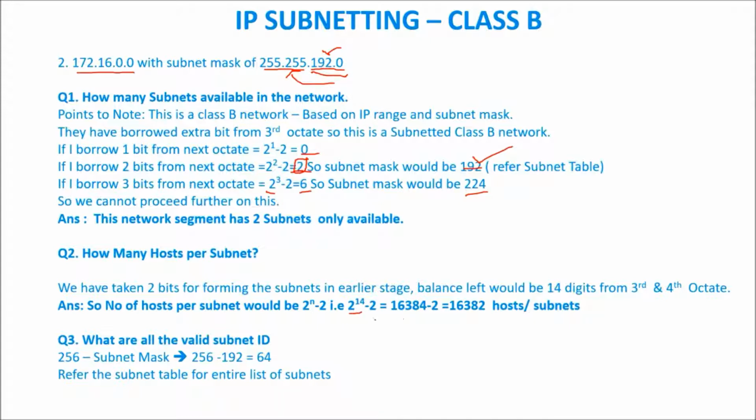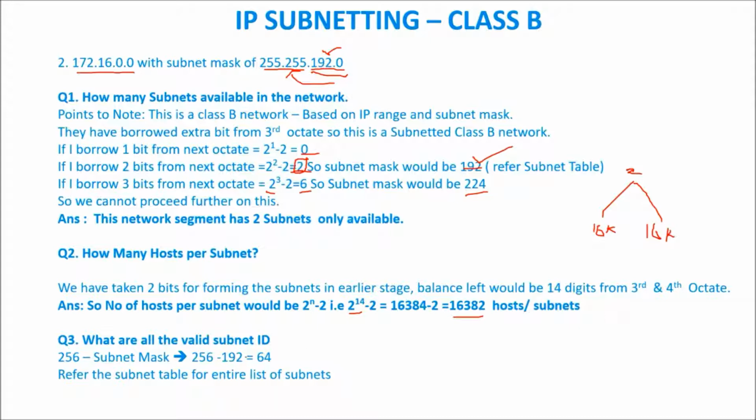So I'm just doing the calculation. 2 power 14 minus 2 is 16,382. This I divided into two networks, and each network will have 16,382 hosts, approximately 16K hosts. Network 1, network 2, like that. So I can have a bigger network like this, 16,000 hosts in a single network, right?